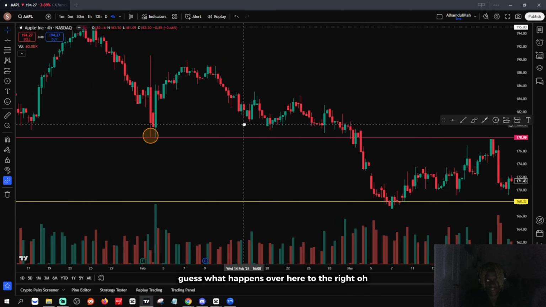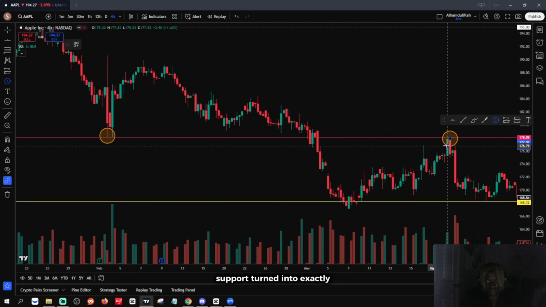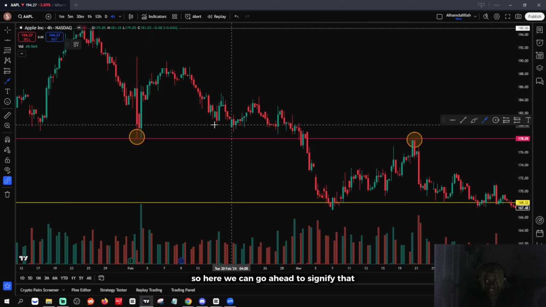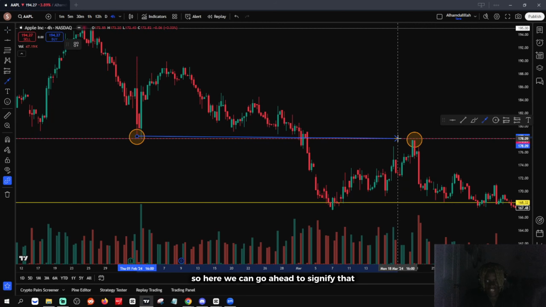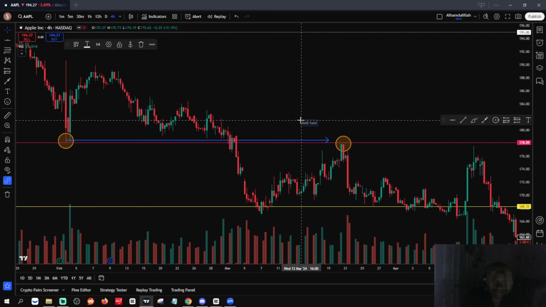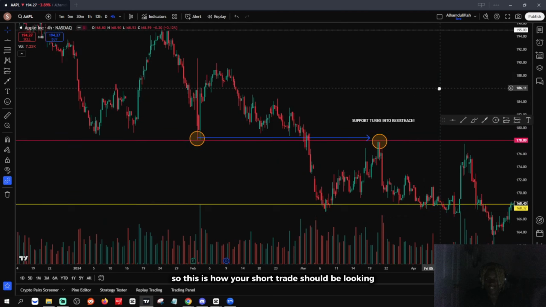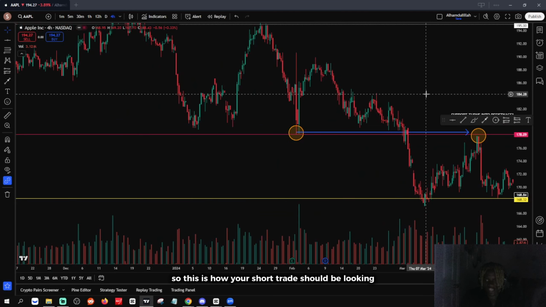Guess what happens over here to the right? Support turned into resistance. Exactly. So here, we can signify that support turns into resistance. So this is how your short trade should be looking.